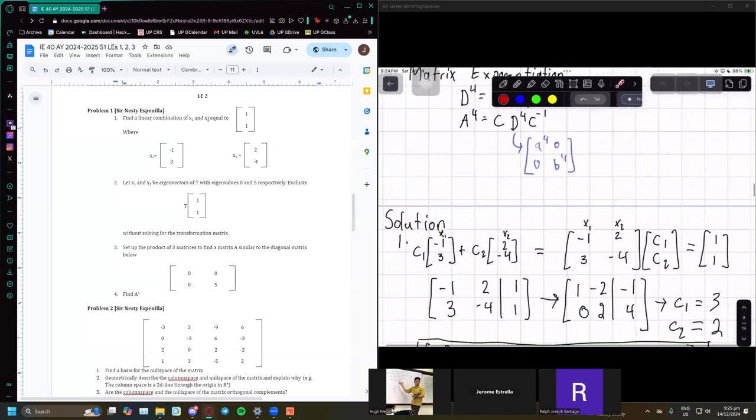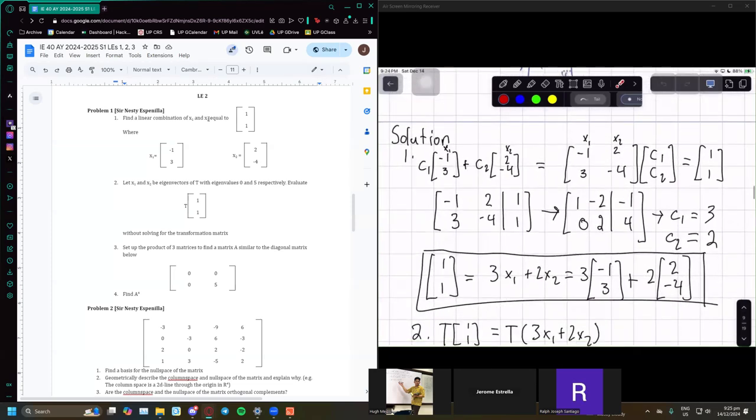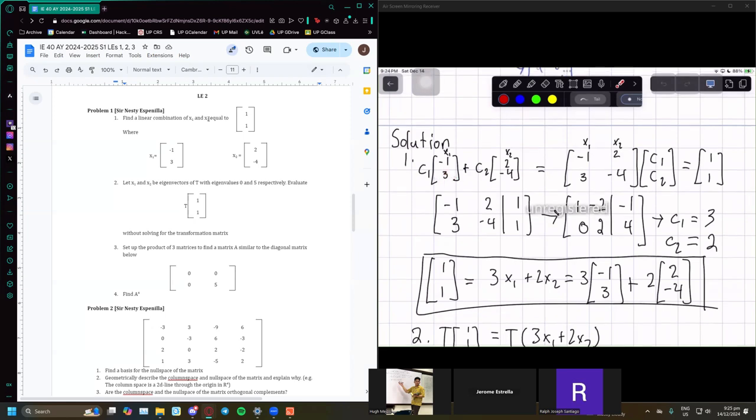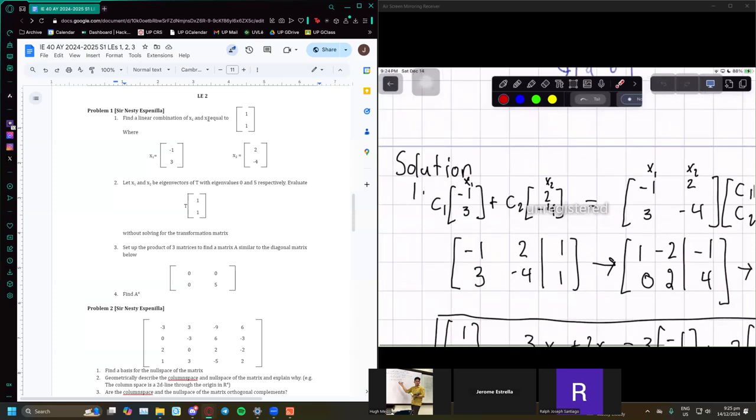Okay, so for the solution of problem one itself, the first question is to find a linear combination of x1 and x2 equal to the column matrix 1, 1, where x1 and x2 are both column matrices. x1 is negative 1, 3, and x2 is 2, negative 4. So when you're trying to find a linear combination here, basically this is the most raw or direct translation of what we're looking for. We want this thing to be equal to 1, 1.